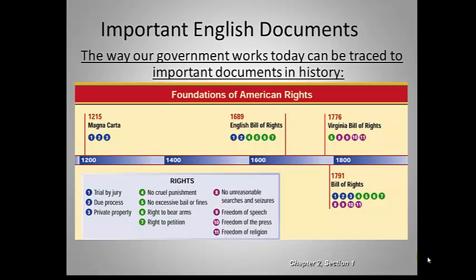This page in your book, you've got to be familiar with that, and at least know that not all of the rights that we think of as American, like freedom of religion and speech and trial by jury, we didn't invent. We brought that with us as part of our English heritage.